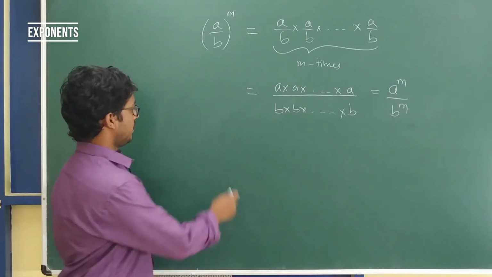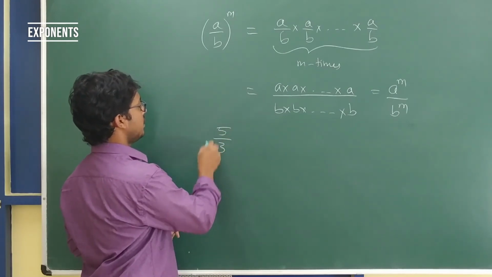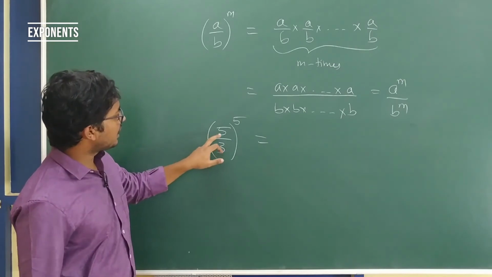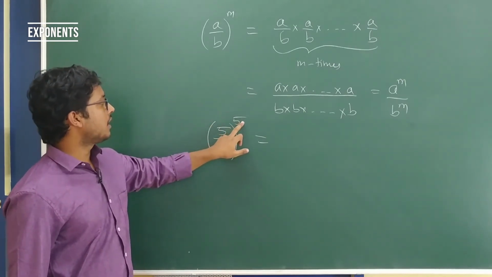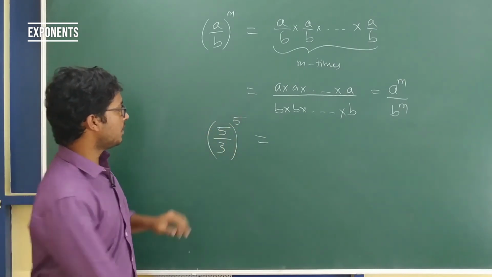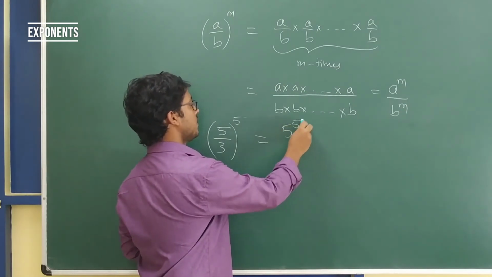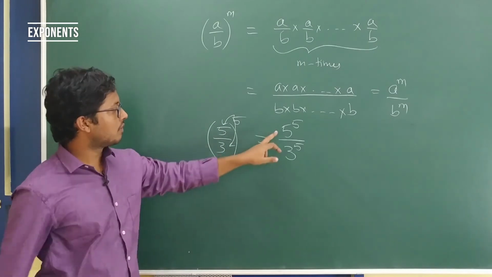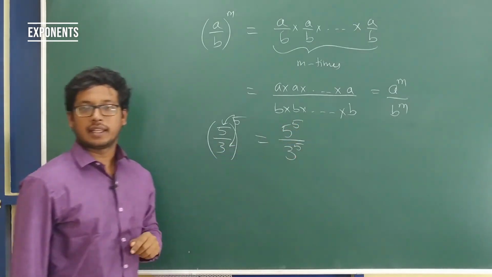So let's take an example. For example, let's say 5 by 3 whole raised to 5. This can now be written as, since the bases are divided and 5 is the common power between them, you can take 5 separately. So it will be 5 raised to 5 divided by 3 raised to 5.